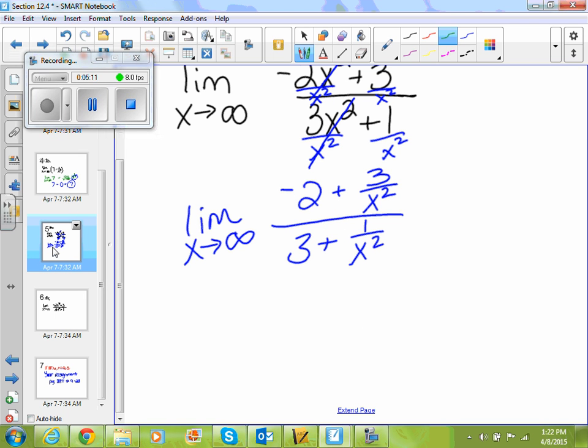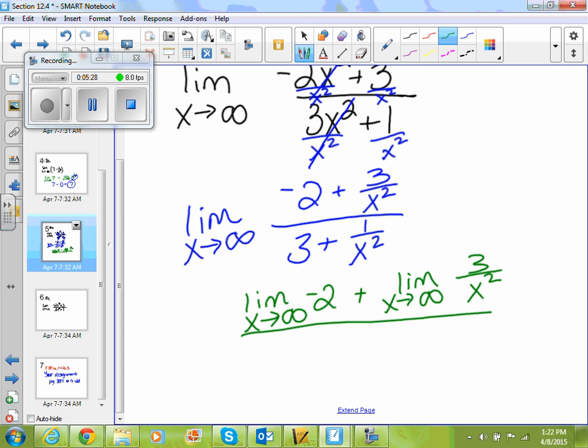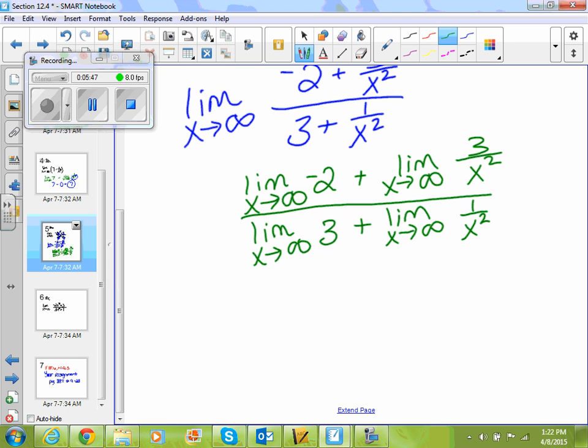And so since we can break this up into our different pieces, I know that I can break this up into the limit as x approaches infinity of -2, plus the limit as x approaches infinity of 3 over x squared, divided by the limit as x approaches infinity of 3, plus the limit as x approaches infinity of 1 over x squared. These two become 0.